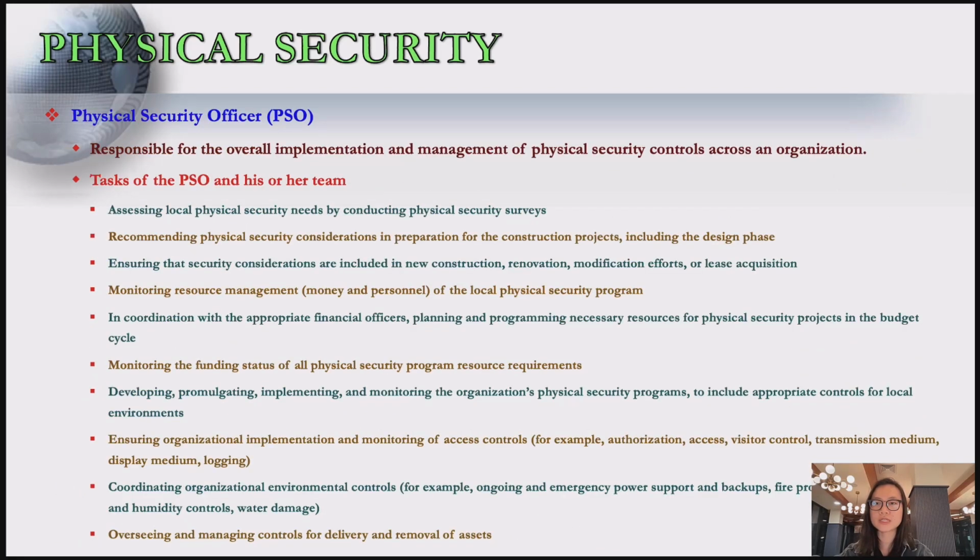An organization should designate one person as the physical security officer. The physical security officer is responsible for the overall implementation and management of physical security controls across the organization, including integration with applicable information security controls. As information security programs are developed, senior enterprise officials should work to ensure this coordinates with the complementary controls. Each local environment should also assign an employee with local physical security officer responsibilities to coordinate with and report to the enterprise physical security officer. The following list on this slide is the tasks of the physical security officer.